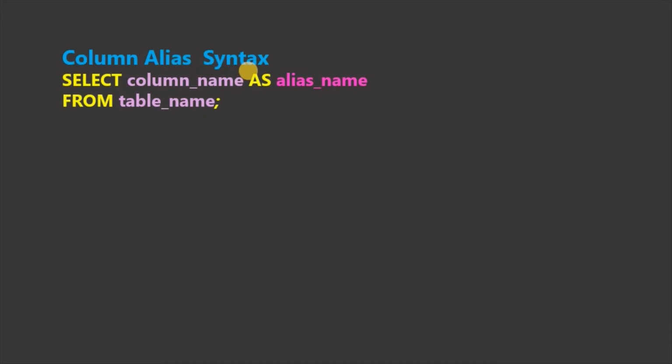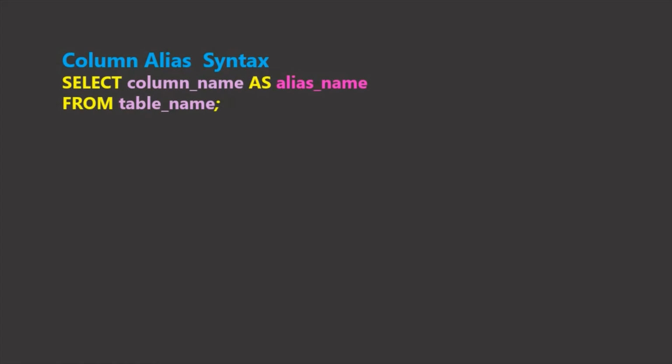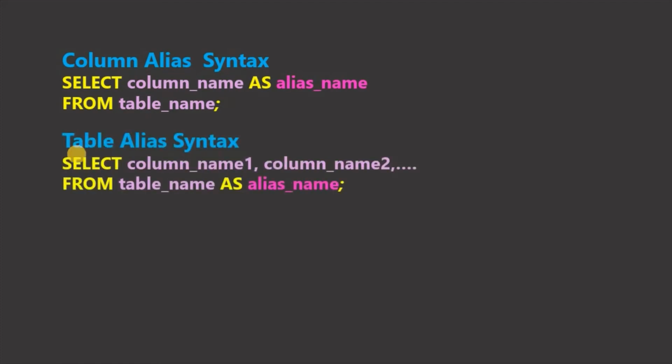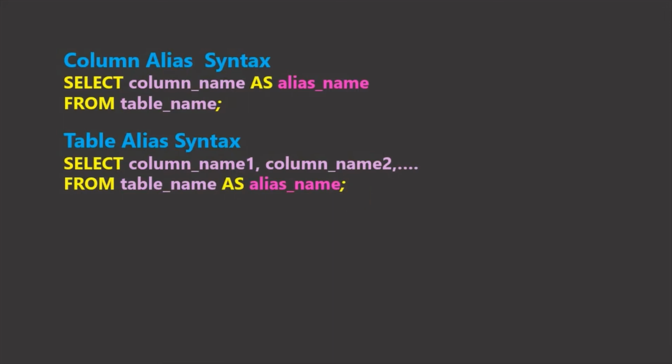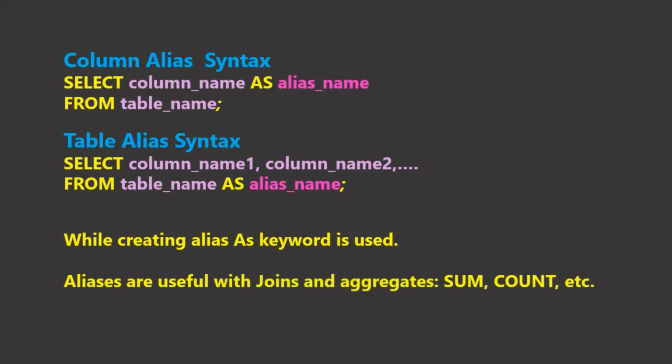Column alias syntax. Select column name as alias name from table name. Table alias syntax. Select column name 1, comma, column name 2 from table name as alias name. While creating an alias, the AS keyword is used. Aliases are useful with joins and aggregates, sum, count, etc.